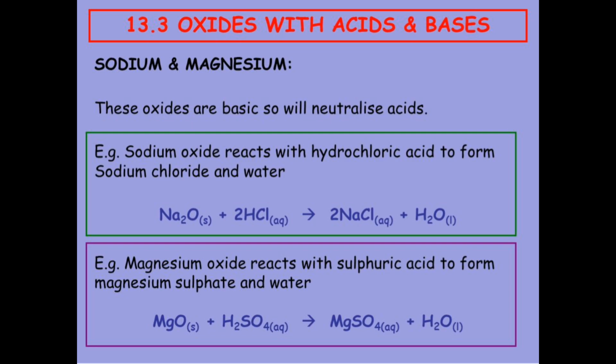Sodium or potassium oxide will react with HCl to produce sodium chloride or potassium chloride and water. Then magnesium oxide and calcium oxide will also react with H2SO4 to produce MgSO4 or CaSO4 and water. So since these oxides are basic, they will react with acid to form salt and water respectively. Please take note of that.